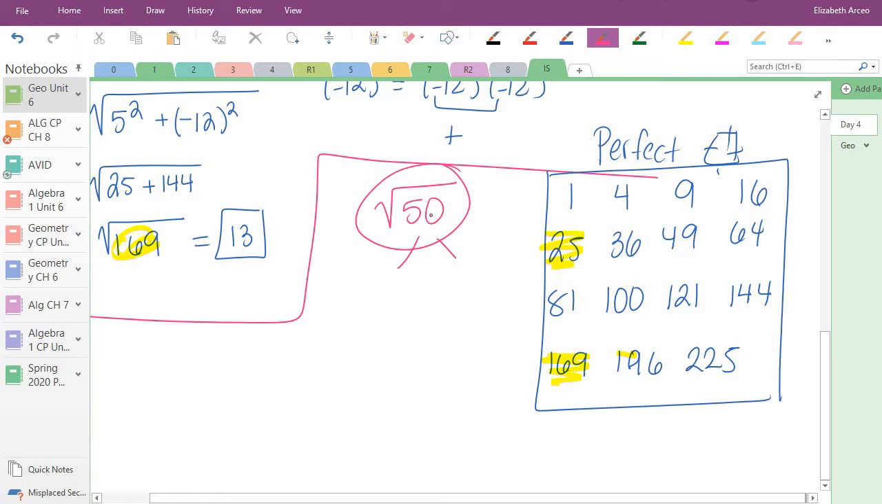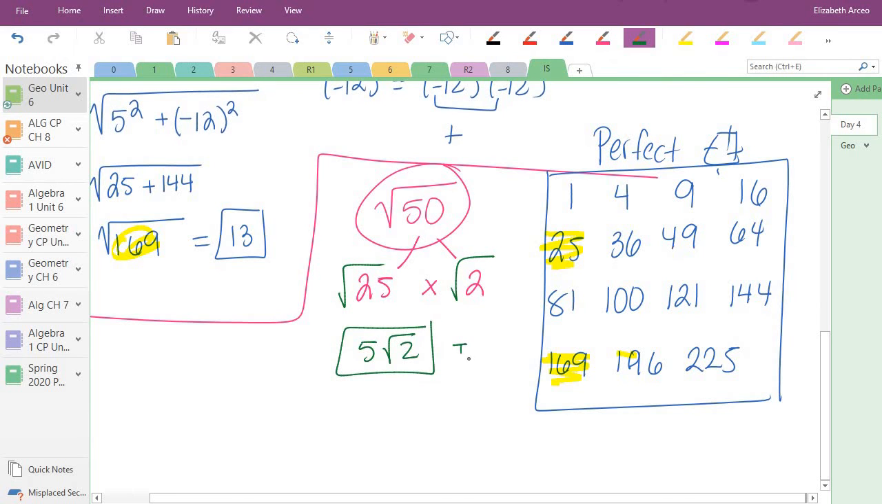So for example, 50. I can make 50 by multiplying 25 times 2, right? So nothing bigger goes into 50 on this list besides 25. And we know that if we take the square root of 25, we get 5 square root of 2, and that is what IXL wants you to write in. Another example would be something like the square root of 72.